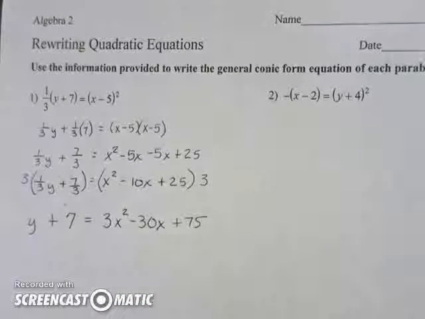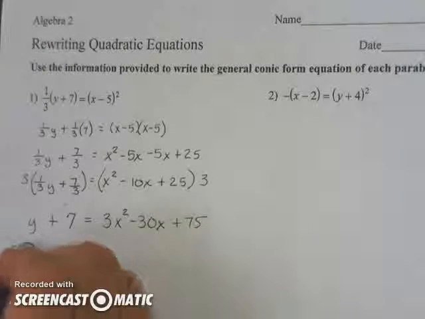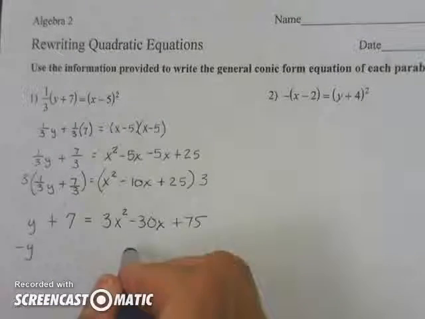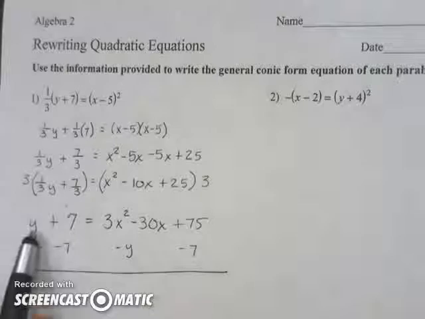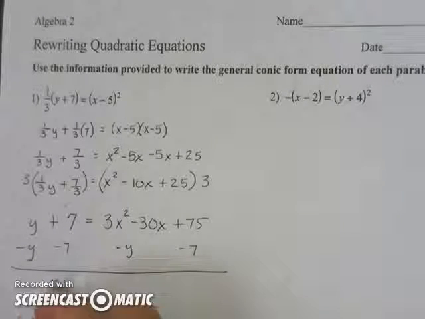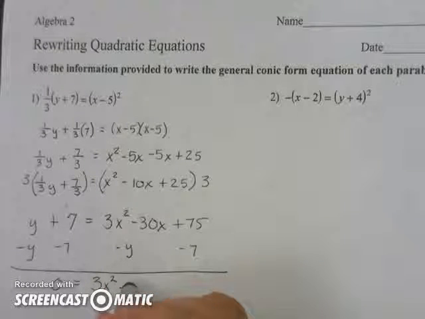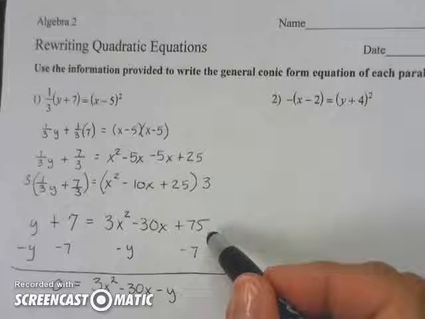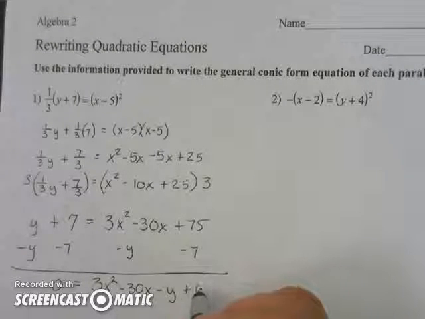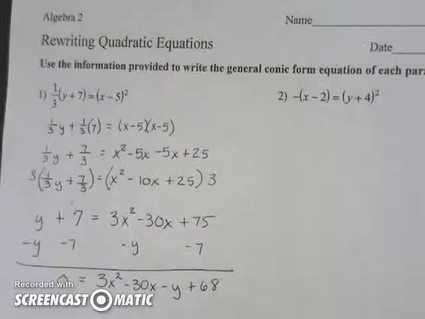For this to be in general form, I need all of my terms on one side and move to where I only have 0 left. So I'm going to subtract. I will subtract y from the left side and the right side, and I will subtract 7 from both sides, thereby eliminating everything on this side of my equation. I will keep my x squared term first, then my x term, then my y term, and then combining my constants. So 75 minus 7 would be 68. I have now written this in general form.